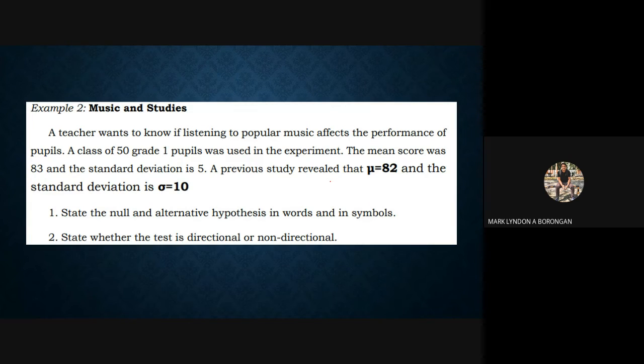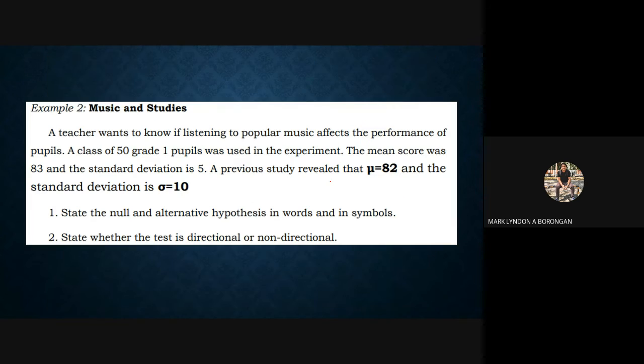So we have: a teacher wants to know if listening to popular music affects the performance of pupils. So a class of 50 grade 1 pupils was used in the experiment. The mean score was 83 and the standard deviation is 5. A previous study revealed that mu is equal to 82 and the standard deviation is 10. Okay, so we will state the null and alternative hypothesis in words and in symbols. And also, we will state whether the test is directional or non-directional.